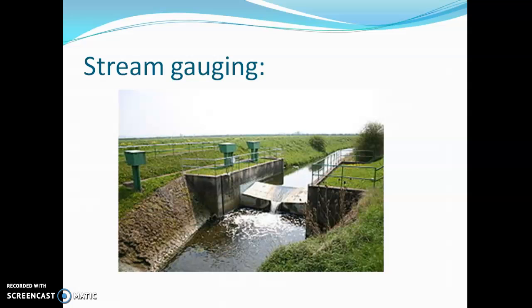Stream gauging. Stream gauging is a technique used to measure the discharge, or the volume of water through a channel per unit time of a stream. Stream gauging is an important tactic for understanding the ecological composition of a given area.